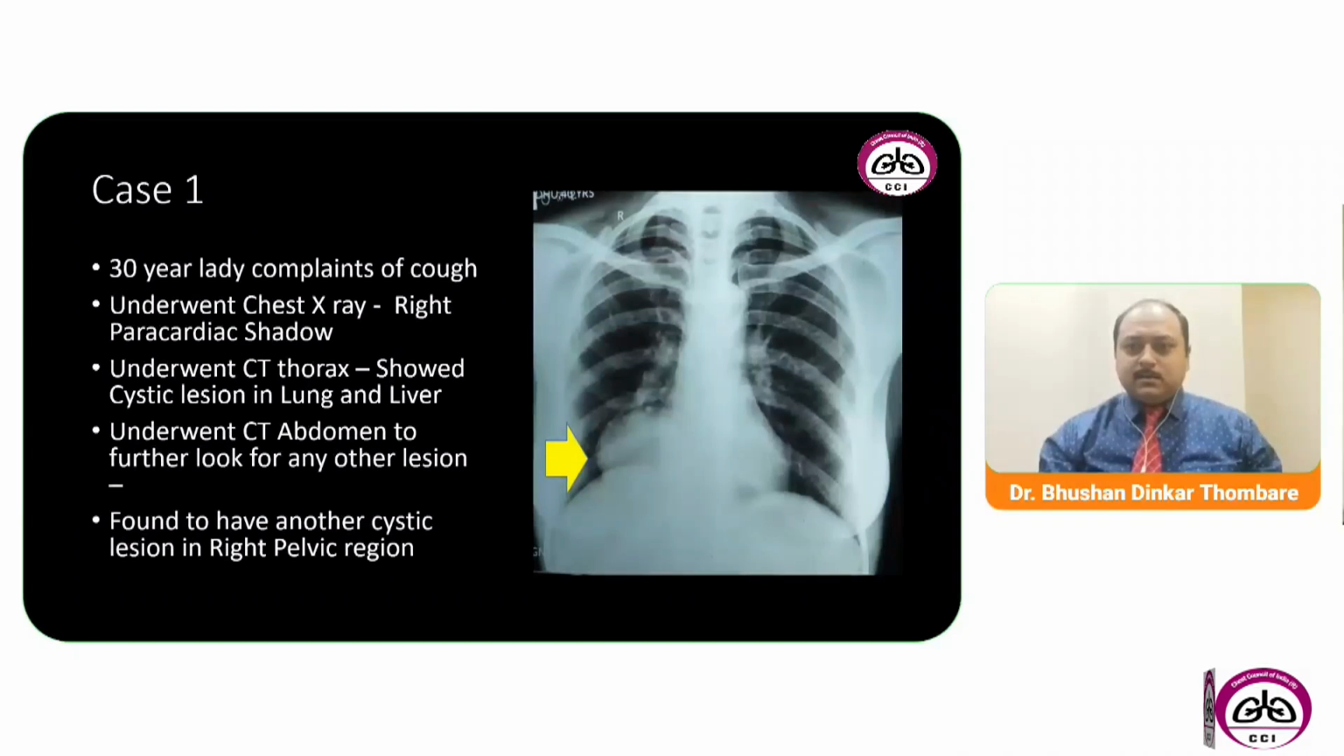This is a case, as you can see in the X-ray, a right paracardiac shadow. She was a 30-year-old lady coming with complaints of cough, underwent a chest X-ray, which showed a paracardiac shadow. CT thorax showed a cystic lesion in the lung and the liver. Therefore, a screening ultrasound was done, where we found that there was another lesion in the pelvis. She underwent a CT abdomen, and it was found to be a pelvic cyst also.